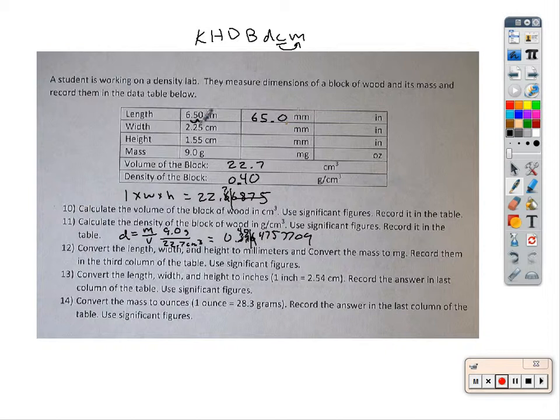Preserving significant figures. That 0 has to stay because it's a significant figure. We have 3 there, we need 3 there. This ends up being 22.5. And this ends up being 15.5.